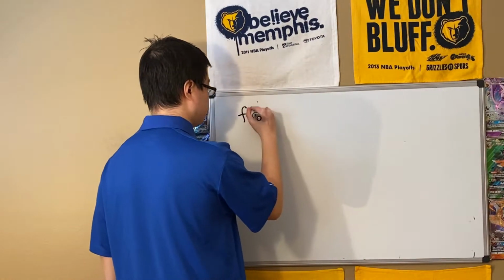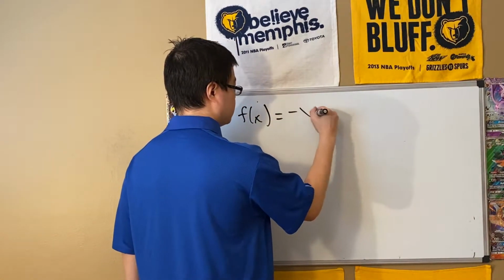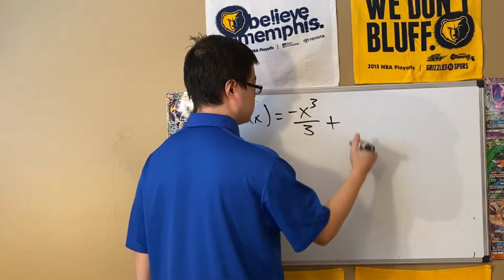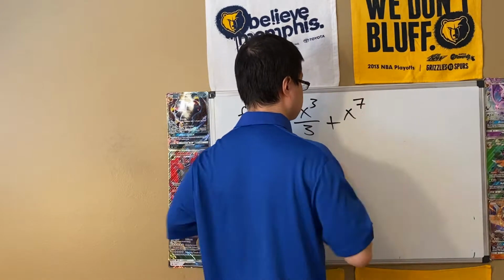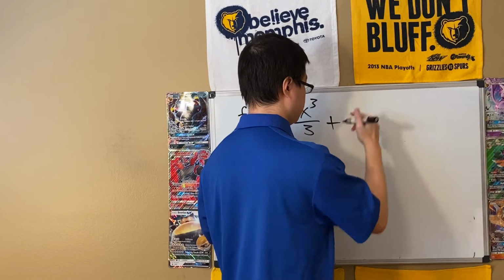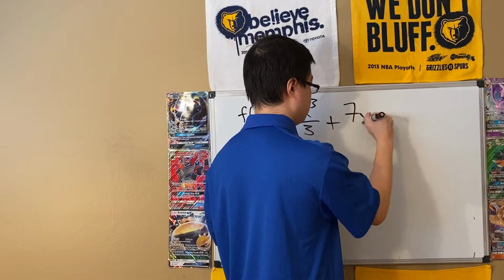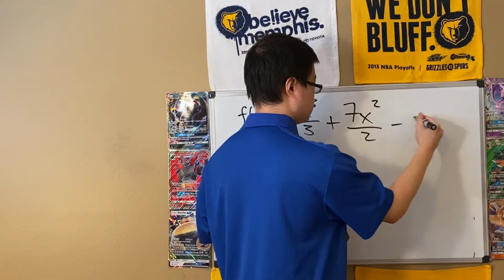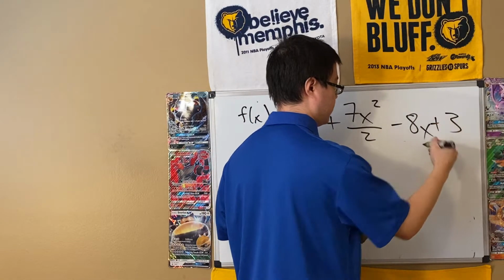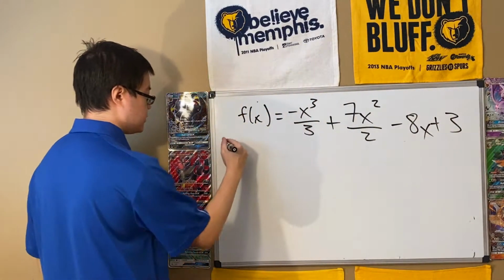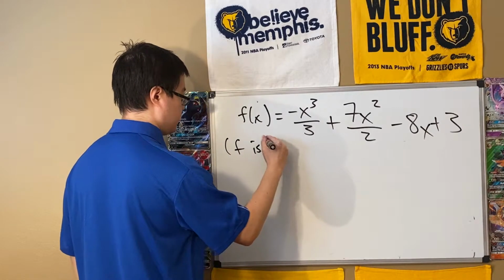So let's take our first function. I'm going to have minus x cubed over 3 plus 7x squared over 2, that's where I want my 7 to be, minus 8x plus 3. So what we're going to do is see where this function is increasing or decreasing.